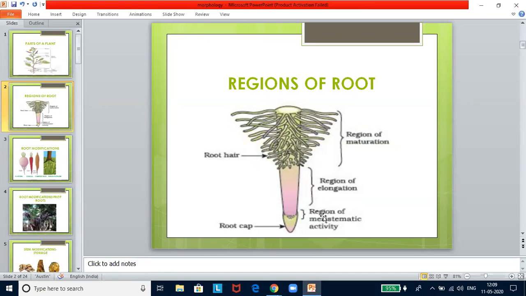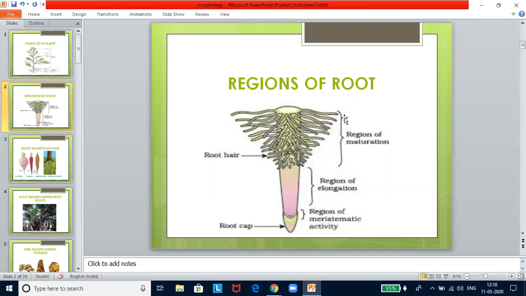And the region above this region of meristematic activity is the region of elongation. The cells are responsible for the growth of the root's length. So, how does the root grow in its length? It is due to this region of elongation where the cells elongate. And these cells start gradually differentiating, and then they become mature, forming the region of maturation. In the region of maturation, you find root hairs arising that absorb water and mineral salts from the soil.